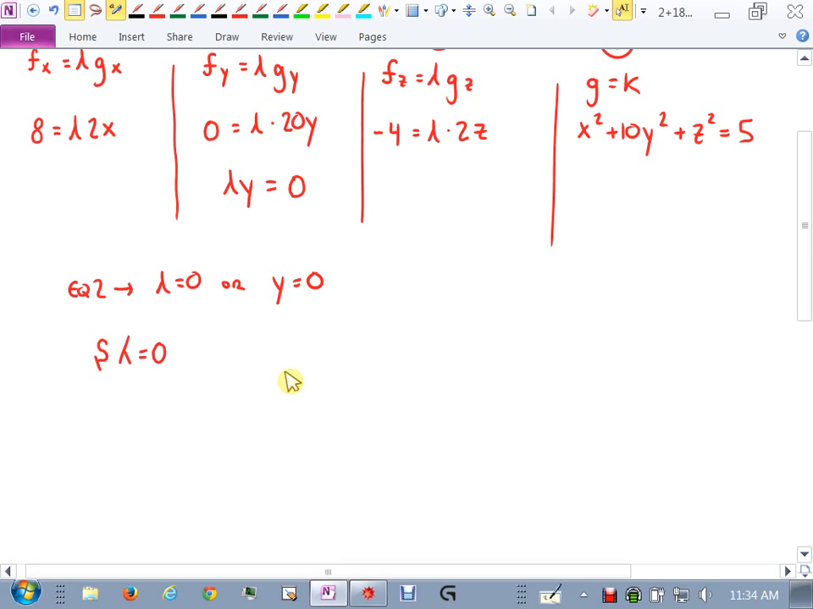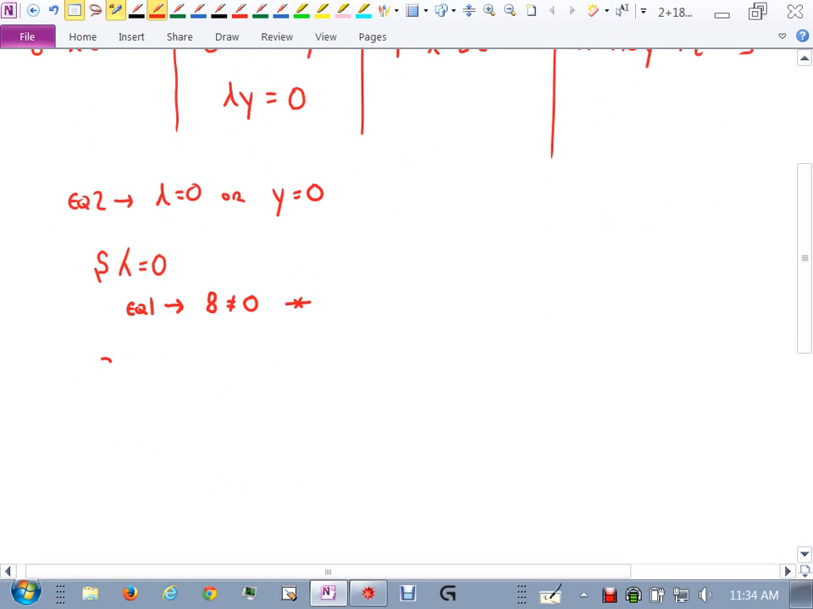That first equation wouldn't make any sense, would it? Equation 1 would tell us that 8 equals 0, which it doesn't. So this is a contradiction. That's not going to work. So lambda can't be 0. If lambda is 0, our equation number 1 can never be satisfied. All right. So now, instead, suppose y is equal to 0.